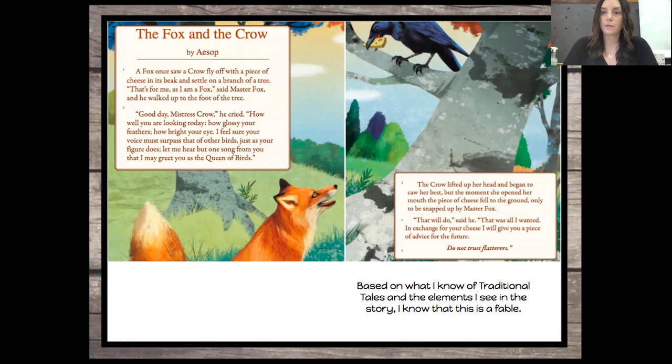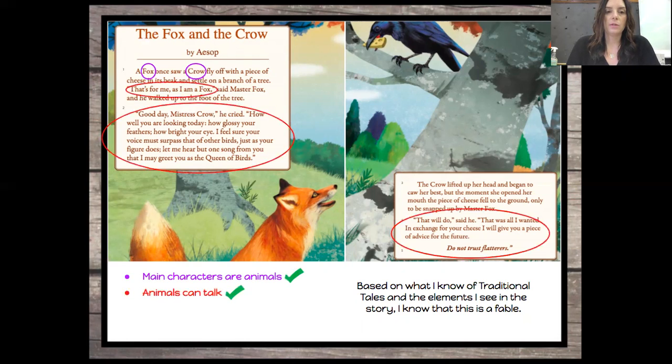Do not trust flatterers. So let's take a look here. We have main characters that are animals, and animals can talk. And this story teaches a lesson. The lesson is do not trust flatterers. So based on what I know of traditional tales and the elements in this story, I know that this is a fable.